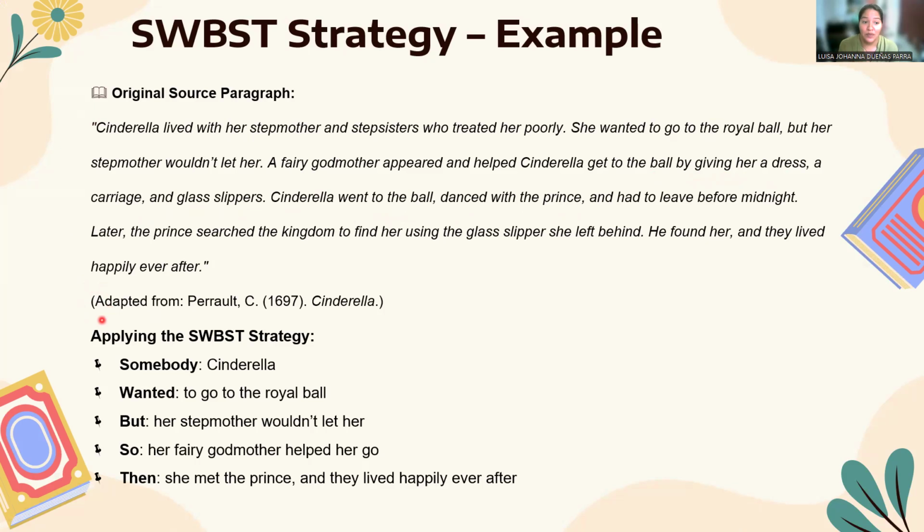So now we are going to apply the SWBST to the source. Who is Somebody in the story? Cinderella. Wanted: what does Cinderella want? She wants to go to the royal ball. But her stepmother wouldn't let her. This is the But of the story. So her fairy grandmother helped her go. And then she met the prince and they lived happily ever after. So we are applying the SWBST strategy. We have a nicely summarized part.